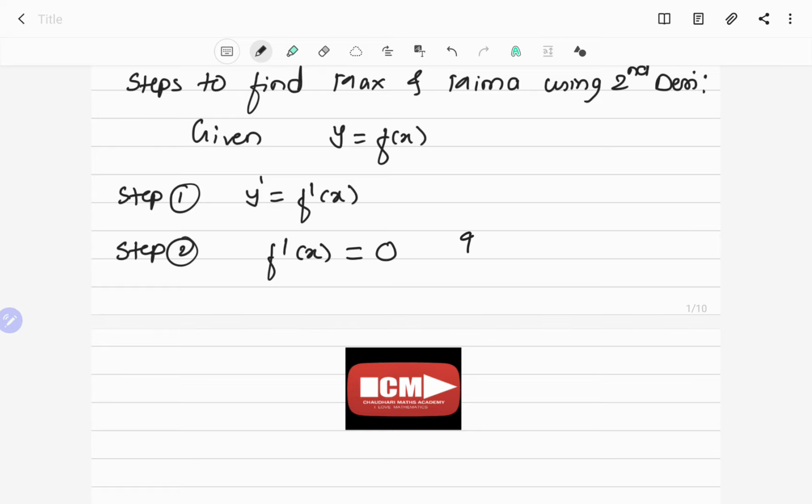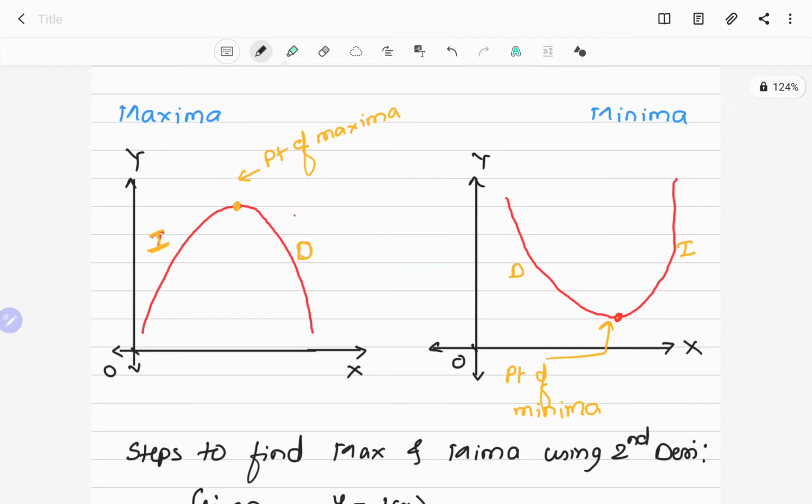So what is the reason? What do you think? What is the reason why we equate the first derivative equal to 0 for maxima and minima? Please observe in the graph, whether it's a maxima or minima, what is happening at that extreme point. I'm talking about this extreme point. This is the point of maxima.